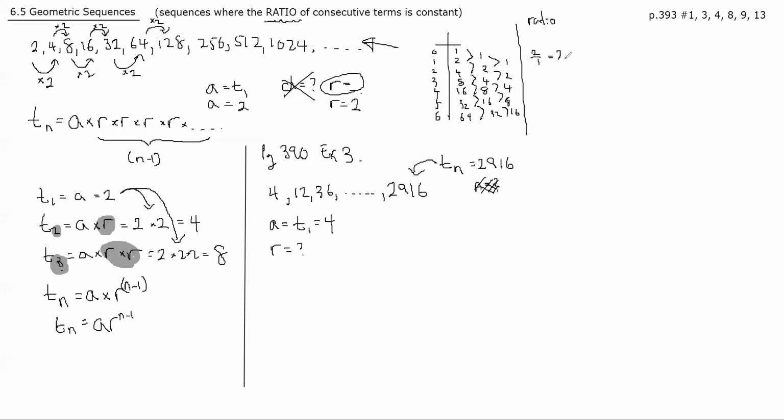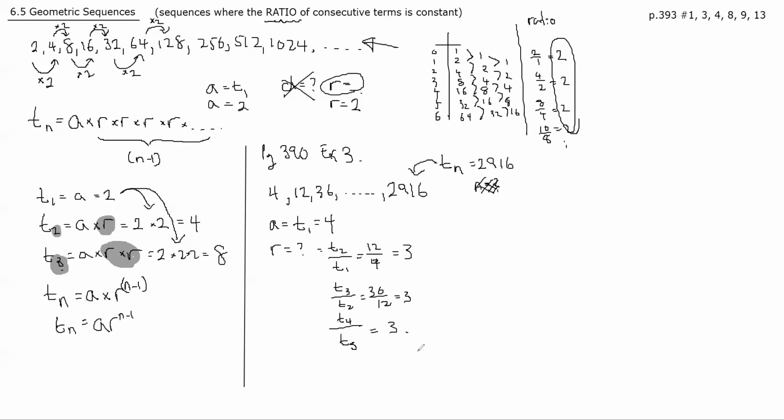2 divided by 1 is a 2. 4 divided by 2 is a 2. 8 divided by 4 is a 2. 16 divided by 8 is a 2, and so on and so forth. This happened to be a ratio. Same thing here. You want to find the ratio? Take the term divided by the previous term and check if it's constant. T3 divided by T2 is 36 divided by 12, which is 3. And I'm going to assume T4 divided by T3 is also going to be a 3. The r value is 3.